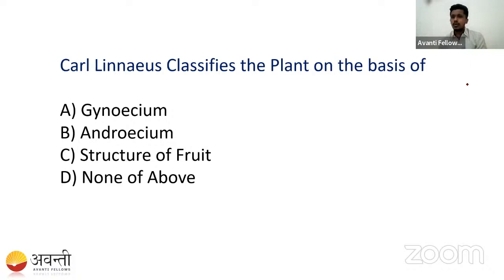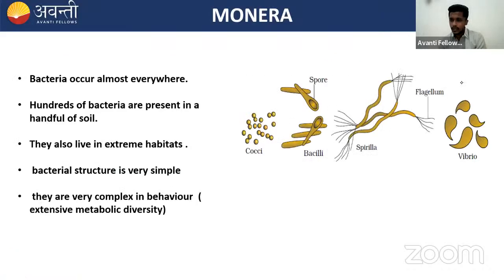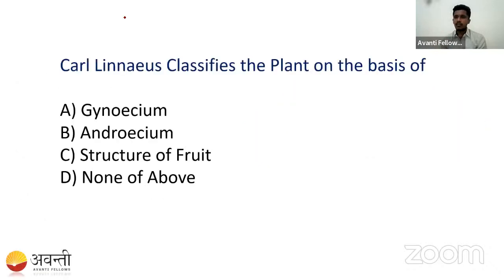Carolus Linnaeus was the person who actually introduced the artificial system of classification. One of the criteria he usually considered was the androecium. So androecium is the answer. He took the androecium.